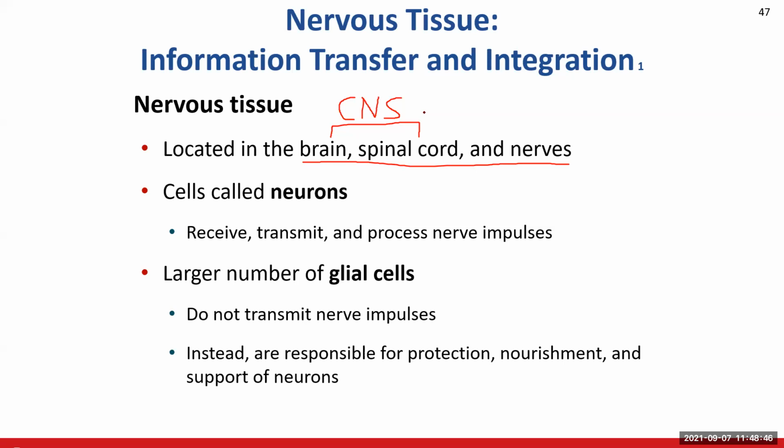So the first type of cell is the neuron. That's the rock star. That's the diva. That's the one that we'll spend a lot of time talking about this semester. All right. So its job is going to be to receive, transmit, and process action potentials, nerve signals. All right. So that's its job. Very important job. So because of that, all right, it has an even larger entourage.